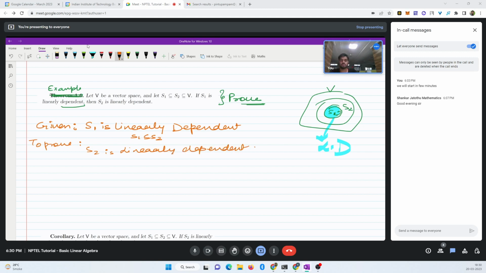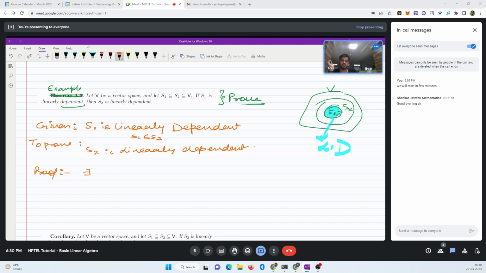Okay, let's go through the proof now. If we look at the definition of linear dependence, it is given to us that S1 is linearly independent. So, what does this mean?